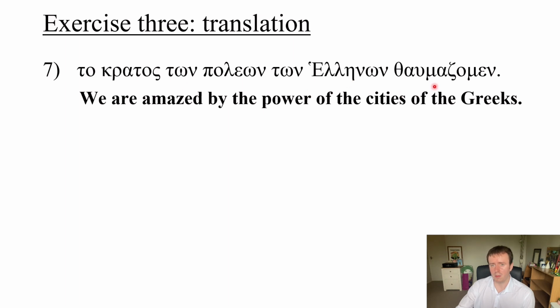Taumazdo is the verb to be amazed by, or to wonder at, or to marvel at, and the ending omen means that we are doing it. So, this sentence should have been translated as, we are amazed by the power, which we now know must be accusative, since it can't be nominative, as we are the subject. So, we are amazed by the power of the cities of the Greeks.